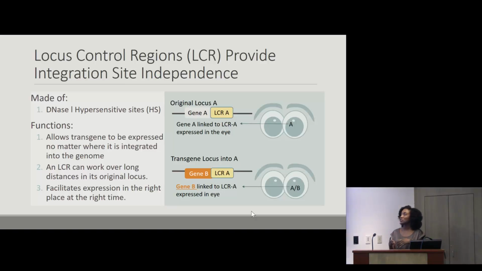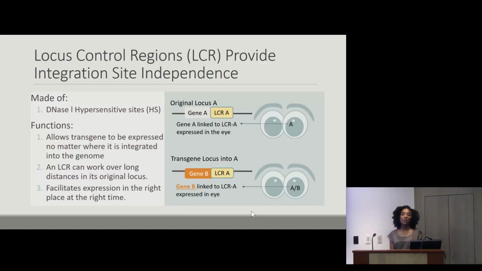So there's three functions of the LCR, the first being that they allow transgenes to be expressed no matter where they're inserted in the DNA. And you also have LCRs within their natural location to be able to perform their job over long distances. And then the last one, they facilitate expression in the right place at the right time. So here I have an example of gene A that's linked to LCRA, and it's expressed in the eyes. And so then if you wanted to insert gene B where gene A is, you would link it to LCRA, and that particular gene B will be expressed at the same place at the same time in the eye that A would be expressed.